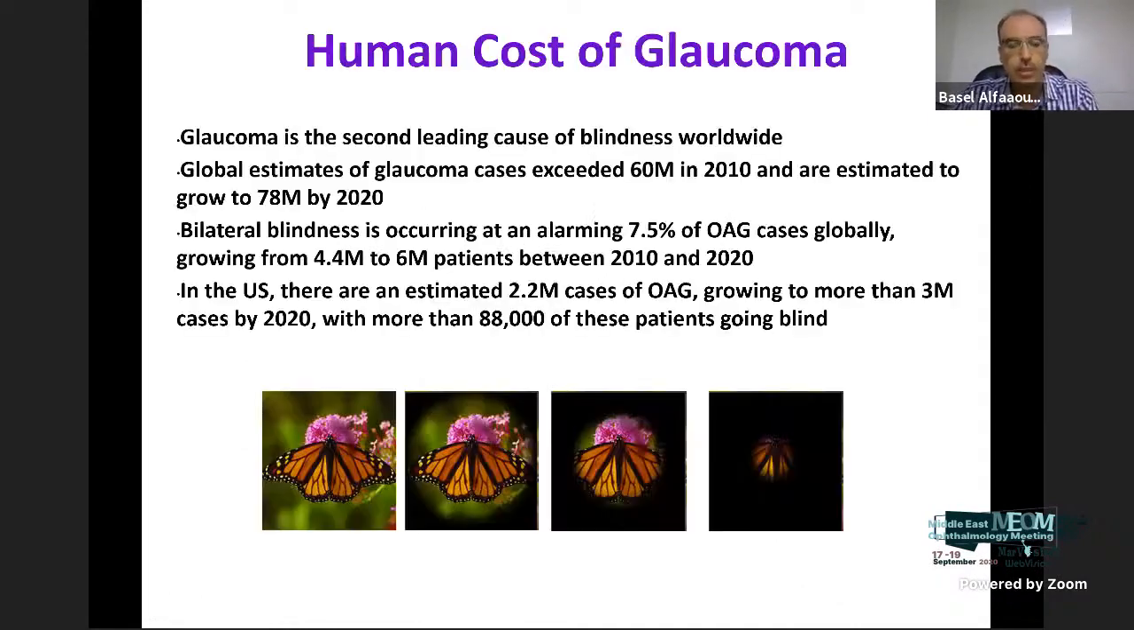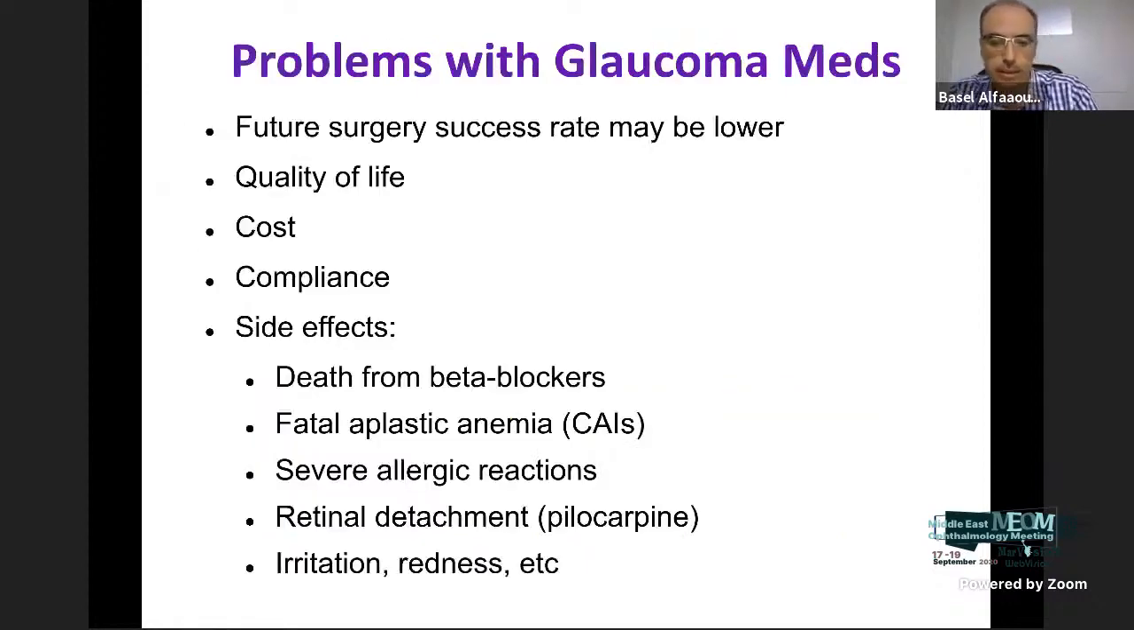My talk will be today about modified trabeculectomy. As we all know, glaucoma is still the second leading cause of blindness worldwide. In 2010, 60 million people had glaucoma, and this number is expected to rise to 78 million in 2020. So management of glaucoma still needs to be effective to prevent blindness for this huge number of patients who have glaucoma.